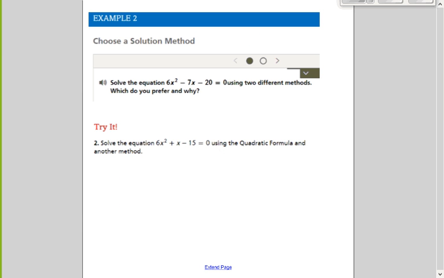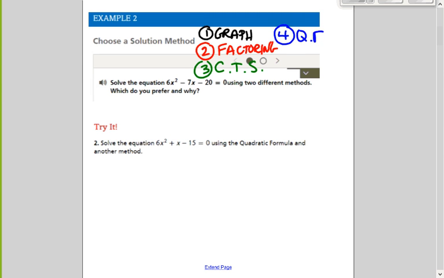Example 2 will involve using the quadratic formula and another method. And here are your other choices for another method to solve. 1, you could graph the parabola in y1 and graph the line y equals 0 in y2 and see where the two intersect. 2, you could try factoring. 3, you could try completing the square. And then 4, the new method, is the quadratic formula. So the quadratic formula is definitely in play.